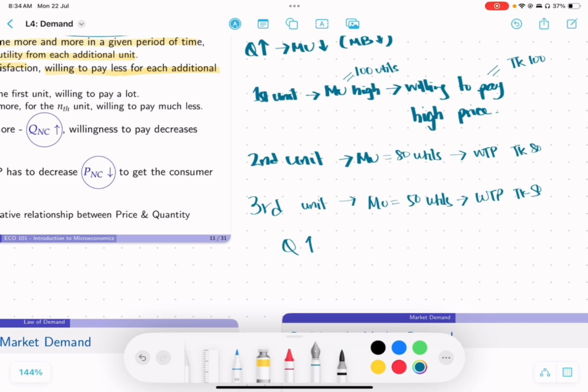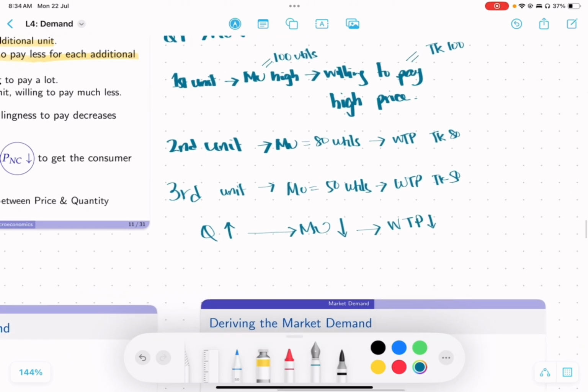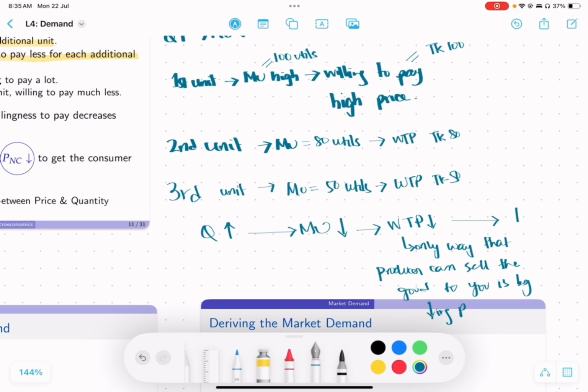When your quantity is increasing, your marginal utility from that particular good is decreasing, so your willingness to pay is decreasing, which means the only way that the producer can sell the good to you is by reducing price. So when your willingness to pay is falling, then the producer can only sell you the good if he also lowers the price.